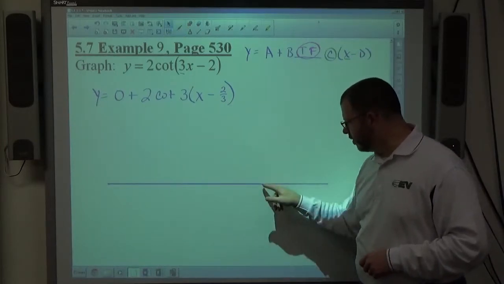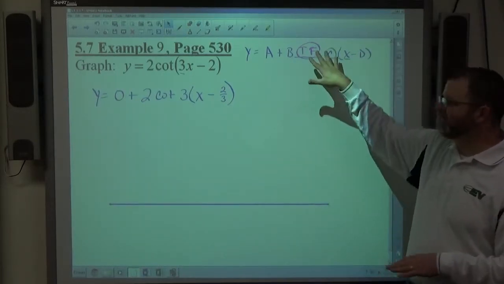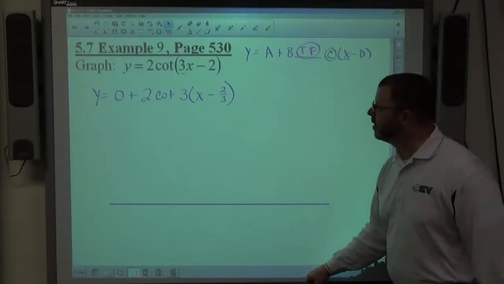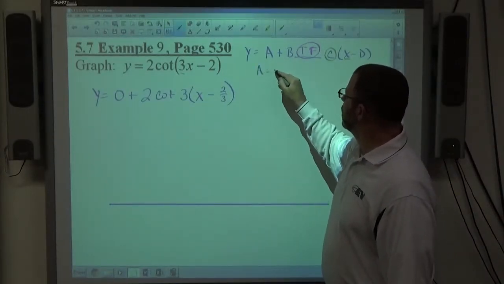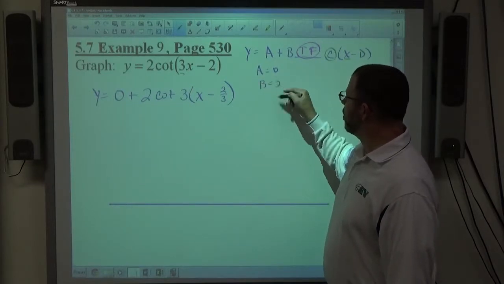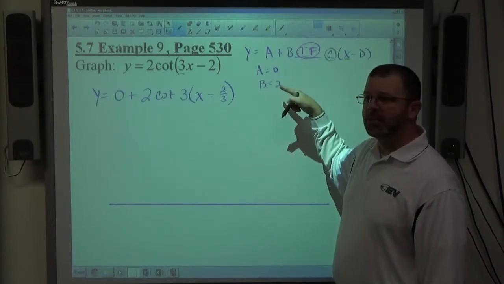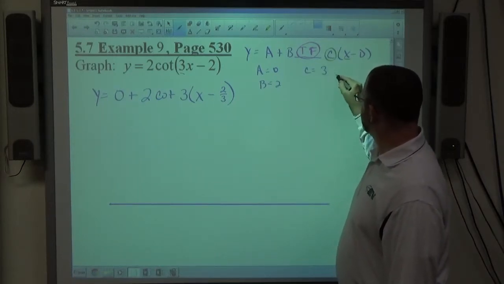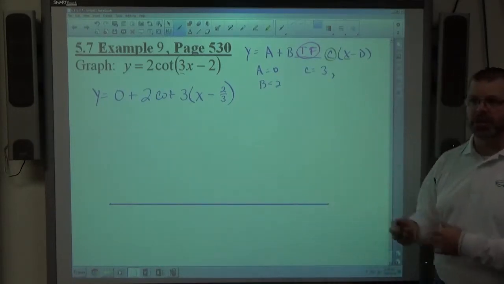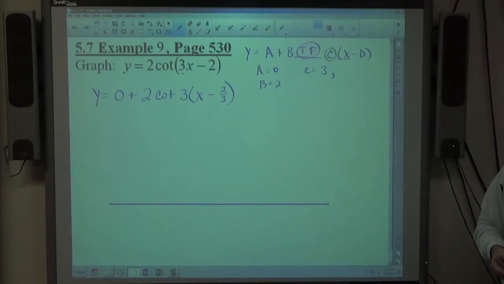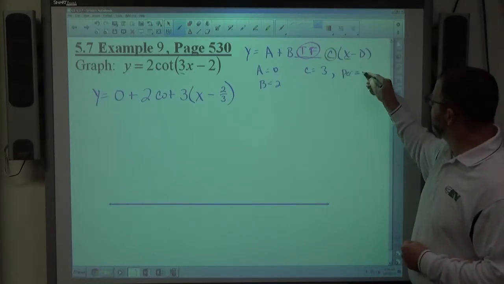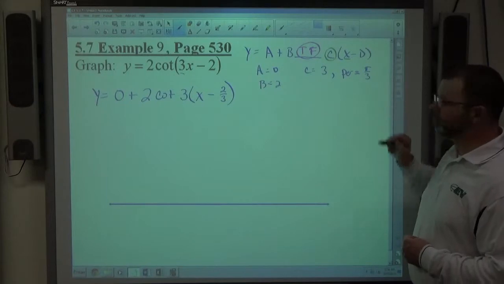So that's priority 1, is to get the equation in this structure where I can very easily identify the values of a, b, c, and d. In this case, a is equal to 0, b is equal to 2. Those numbers have influenced the y-axis values. c is equal to 3, which means in the case of a cotangent or tangent, the original period is pi. So the new period is going to be pi over c. So the period in this case is going to be pi over 3.